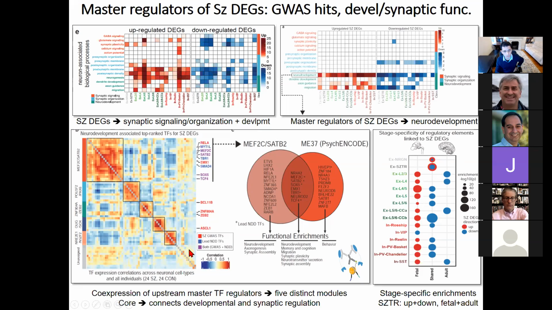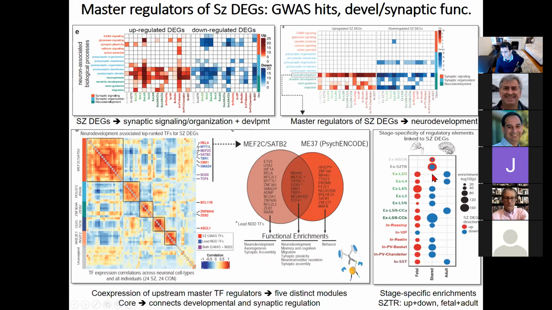And then we can start clustering these regulators into modules based on their transcription factor expression correlation across different neuronal cell types, and then construct these modules here. What we're finding is that there's this very cool module, which was also picked up by scENCODE as module 37. This module has 4 regulators that are both schizophrenia GWAS associated and also lead neurodevelopment transcription factors. So these are the purple ones. And these are enriched in neurodevelopment, but also in synaptic plasticity.